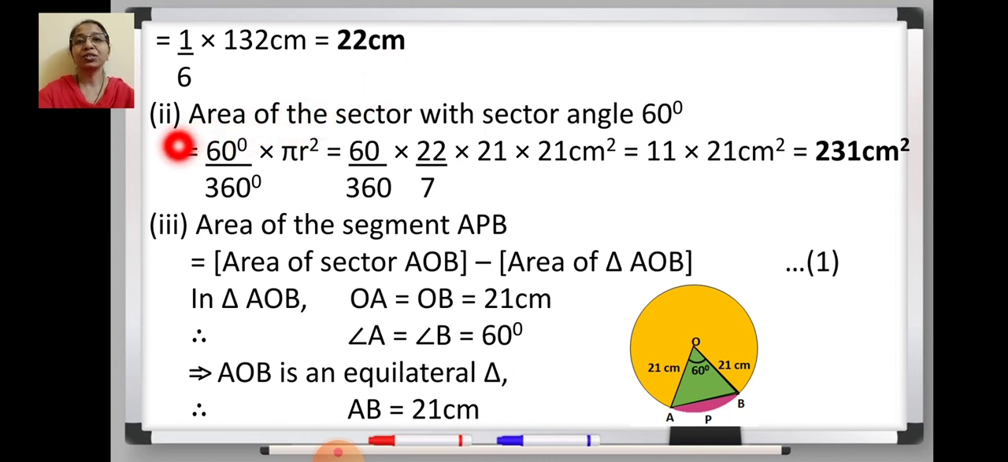Now the second question was area of the sector with angle 60 degree. So for area of sector, the formula is theta divided by 360 into pi r square. Theta is 60 degree. 60 divided by 360, pi is 22 upon 7 into 21 into 21. Simplify this, you will get answer as 231 centimeter square. So this is area of sector.